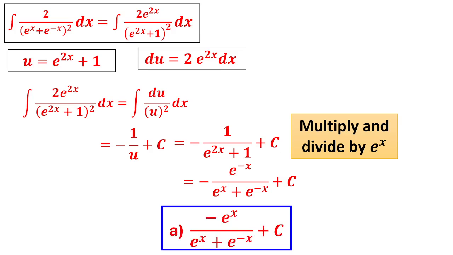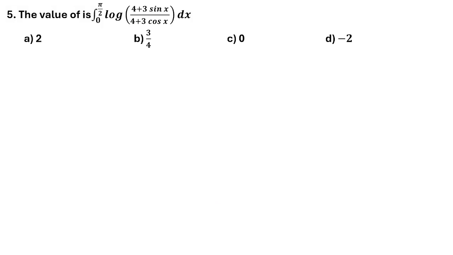You are just multiplying by e power minus x. Right. The value of the integral from 0 to pi by 2 of log of (4 plus 3 sin x) by (4 plus 3 cos x). We have to make use of the properties. We cannot do this problem by integration by parts. Be careful. Let us try to use the property.